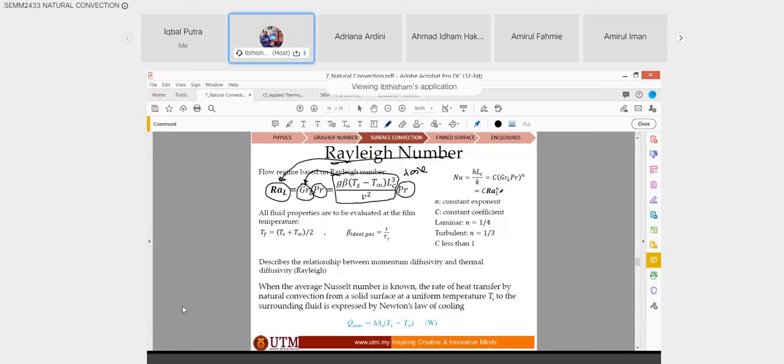From this, you have a correlation. We look into the correlation after this. And this is equal to hL divided by k, and you find the h. The power depends on the case: if laminar, 1/4; if turbulent, 1/3. And when the average Nusselt number is known, from this correlation you will get the Nusselt number. The rate of heat transfer by natural convection, basically Q, from a solid surface at a uniform temperature T surface to the surroundings is expressed by this equation.